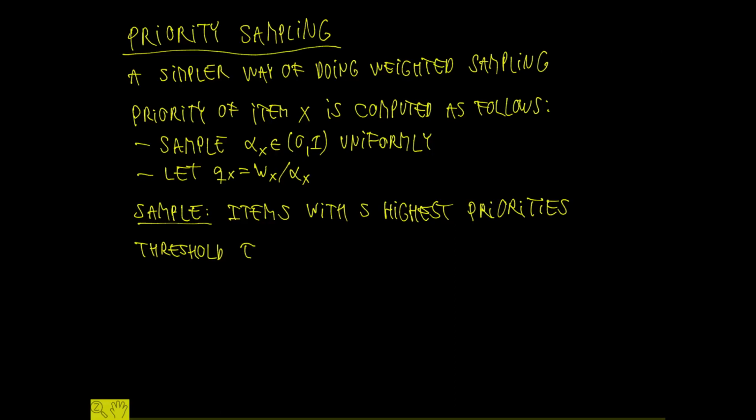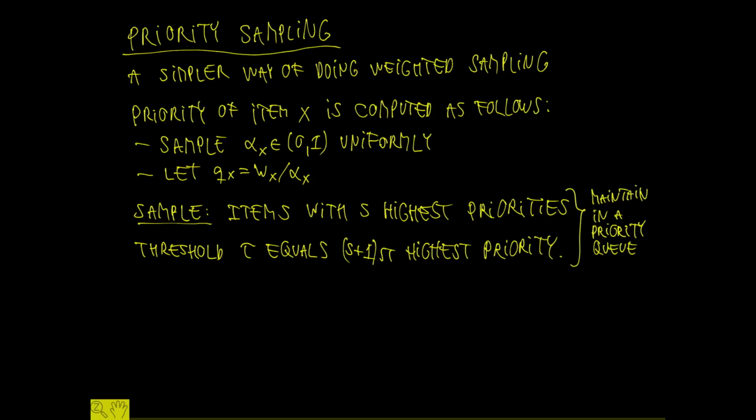This is extremely simple to implement. In order to give an estimator, we need to define the threshold, which becomes equal to the S plus first highest priority, so the highest priority that is not sampled. And we can maintain the sample and also the threshold using a priority queue.